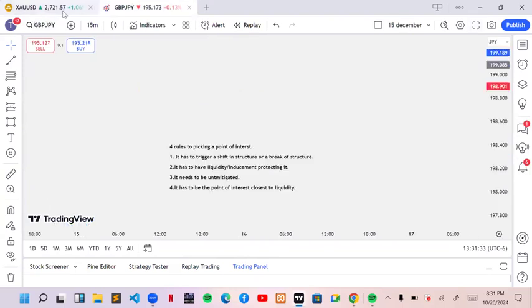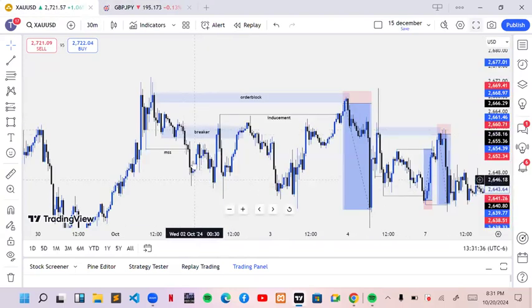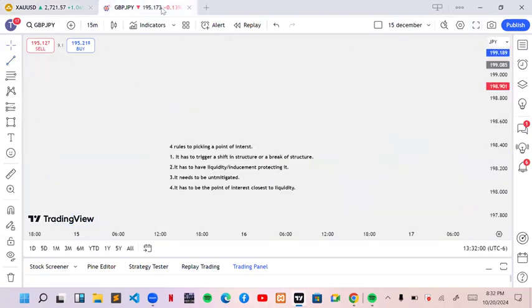Third rule, it needs to be unmitigated, and this is where it comes in. Now, this is our breaker block, this is our other block. But this is our breaker block, because remember I said mitigation is when market price comes to tap a point of interest after a shift of market structure. This is our breaker block right here, and this is our other block. But after the shift of market structure, market actually came back to tap into this breaker block, meaning that this breaker block has now been mitigated, now disqualifying it from our point of interest that we can use to take a trade.